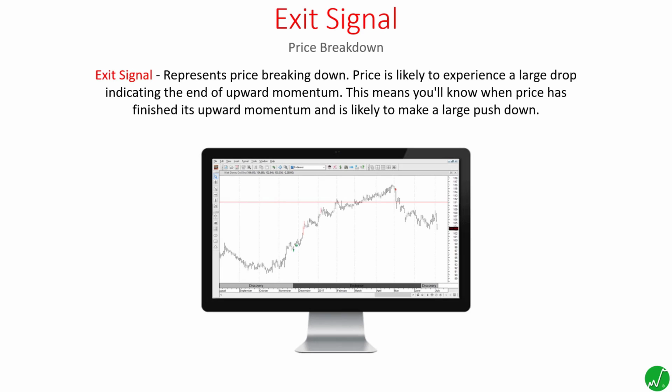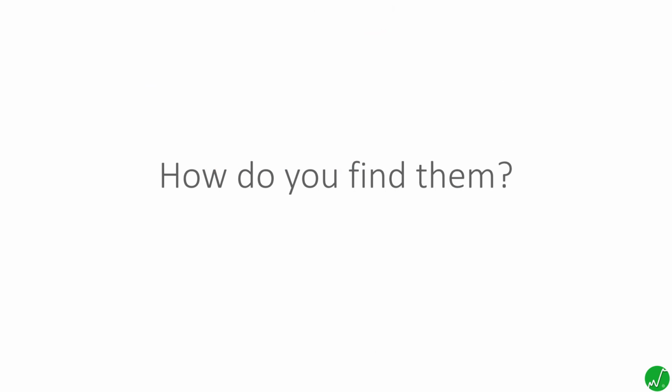Well, simply put, exit signals represent price breaking down. Price is likely to experience a large drop, indicating the end of upward momentum. This means you'll know when price has finished its upward momentum and is likely to make a large push down. So the question is, how do you find them?